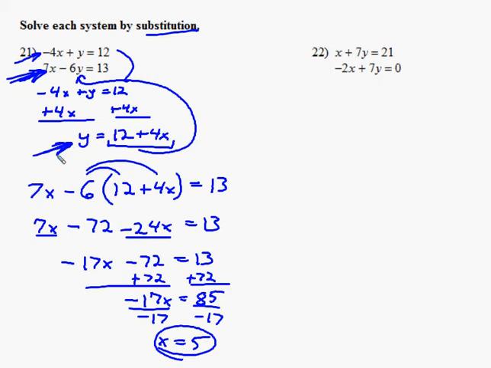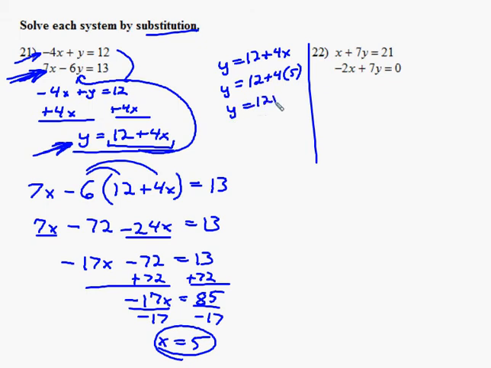So let's come back up to the top here. Y equals 12 plus 4x. This equation here, but we just found that x is equal to 5. And we get y is 12 plus 20, so y is 32. We should write our answer as an ordered pair. So x is 5 and y is 32. We can go back and we could check that, plugging into each of these.